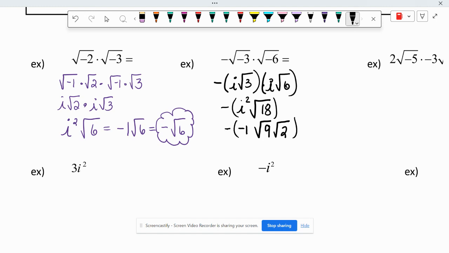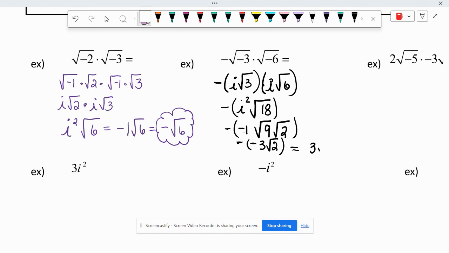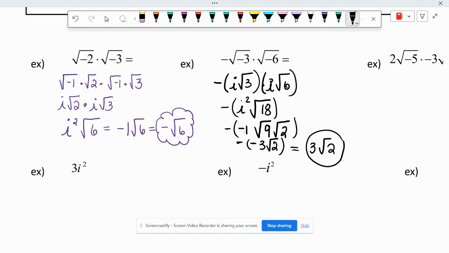-1. And we have a negative out front. But what is the square root of 9? So I have 3 times the square root of 2. And a -1 times 3 is just a negative with a negative out front. What does this negative out front do to that negative attached to the 3? It makes it a positive. So your answer is 3 times the square root of 2.